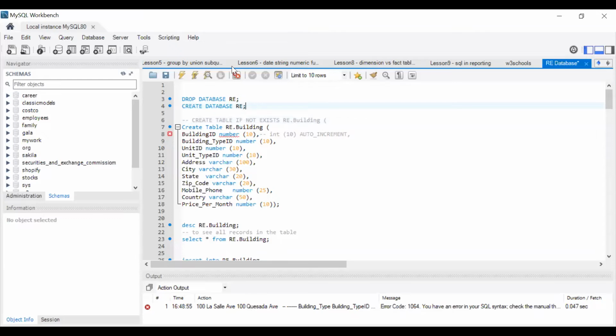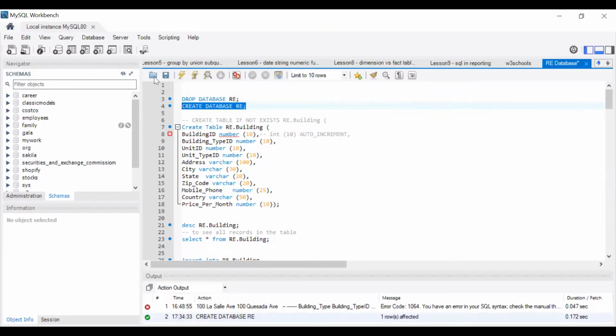Let's start. I hope everyone can see my screen. This is MySQL Workbench. It's a free database. Anybody can install it for free. And let's create a database called real estate. If we had it, we could drop it, but we don't have it. So we could just type create database real estate.